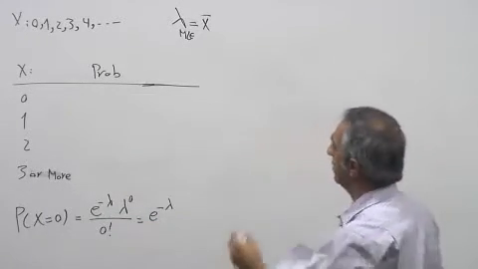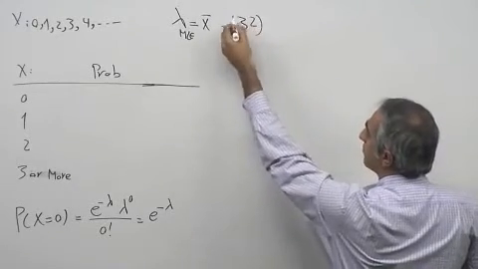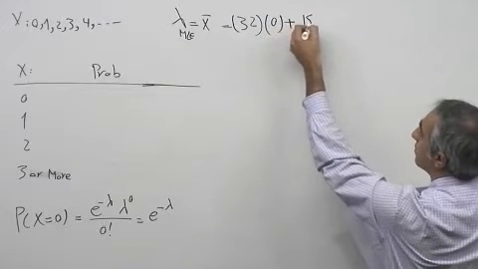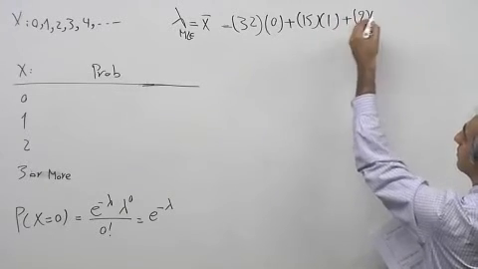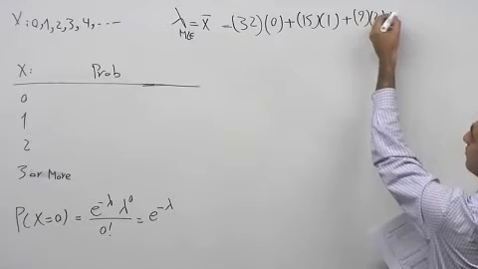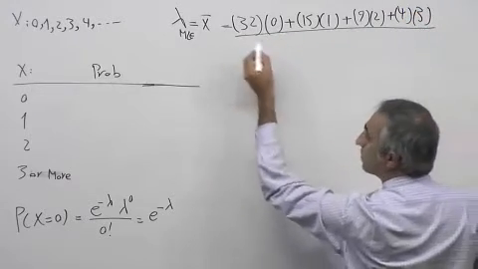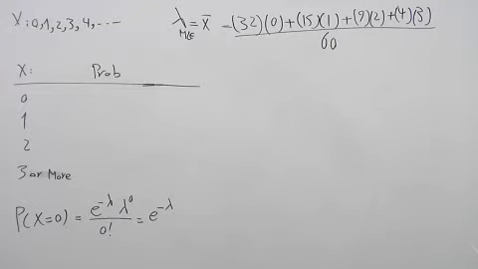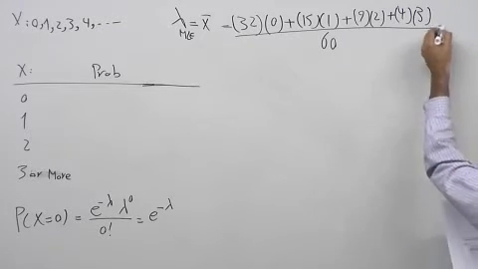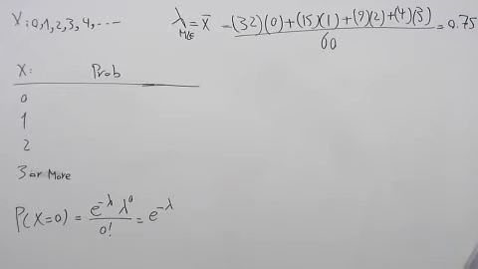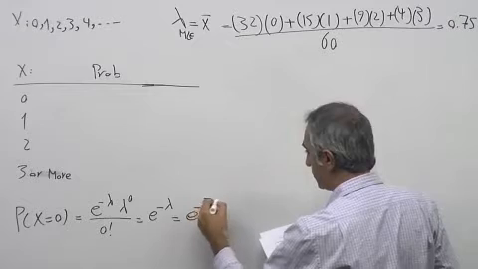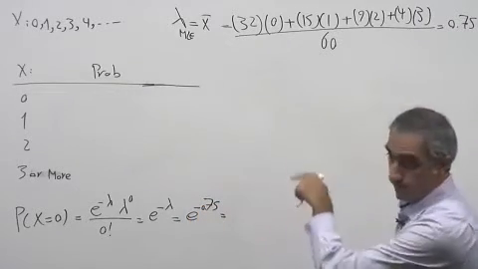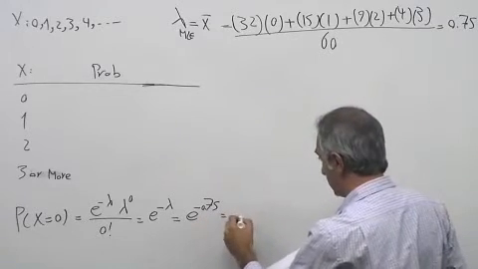So what is the x bar for this guy? Our x bar is: 32 of them are 0, 15 of them are 1, 9 of them are 2, and 4 of them are 3, divided by 60. Okay? And if you do that, it would be 0.75. So basically what I'm doing is just adding up the number of defects divided by 60. Okay? So P(x=0) is e to the power of minus 0.75. By the way, this is on the exam. Okay? Just want to make sure you know that.